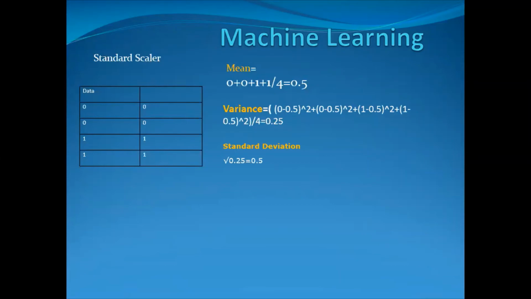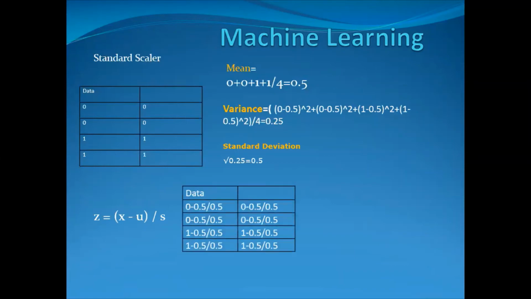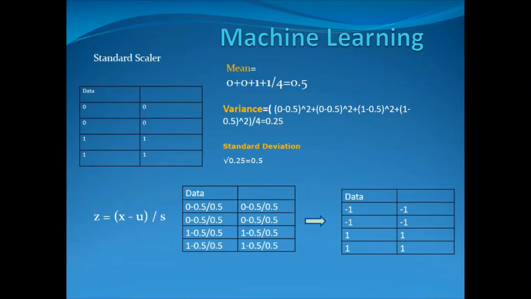So now we have mean, variance and standard deviation. Now this is the formula for the scaler: X minus mean divided by standard deviation. Now let's apply this to the data set. So for the first row, it is 0 minus mean, that is 0 minus 0.5, that is minus 0.5 divided by standard deviation, that is 0.5. That comes out to be minus 1. Yes, minus 1. Similarly, for the last row, it is 1 minus 0.5, that is 0.5 divided by 0.5, that is equal to 1. This is how standard scaler works.